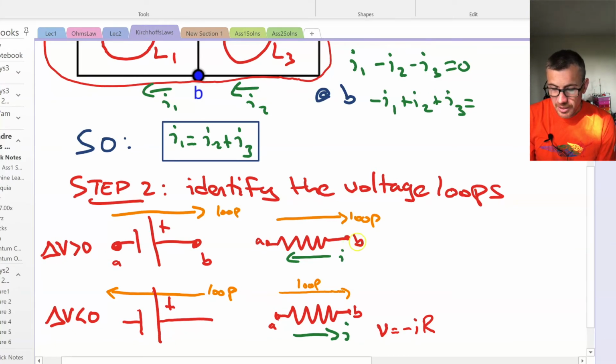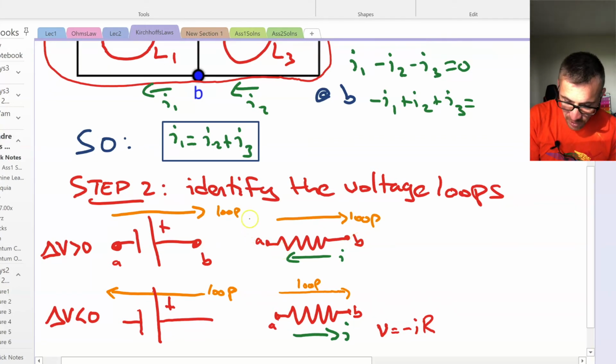Finally, if I'm going from A to B, and the current is going the other way, well, I'm actually at a higher potential at B than I would be at A. This is a voltage gain. In fact, the way we've drawn it, we kind of have a quadrant here.